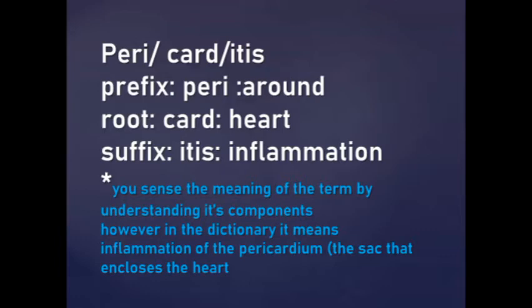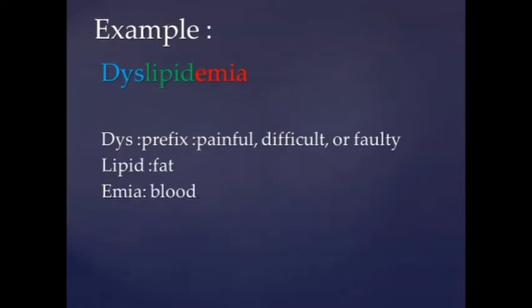Okay, so let's have another example. Dyslipidemia. Where is the prefix? It's dys. And where is the root? Lipid. And where is the suffix? Emia. Dys, which is the prefix, means painful, difficult, or faulty. Lipid means fat, and emia means blood.